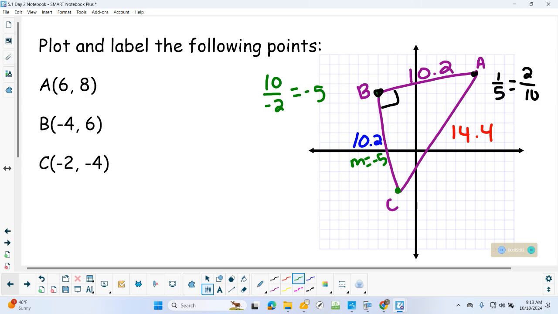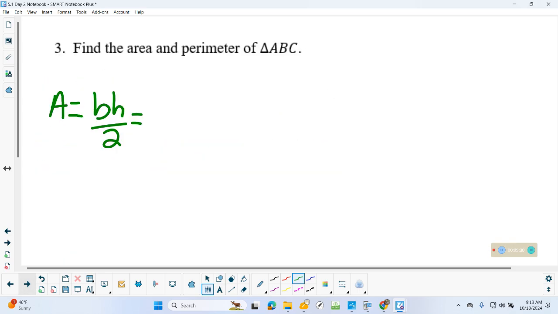Well, remember, the base and the height always make a right angle. And it doesn't matter if you think of this as the base or this is the height, or vice versa. You're always using the sides that make the right angle. So when I do the area, which I'm going to write down, I'm going to do 10.2 times 10.2 over 2. So punch that in. Round to whatever.